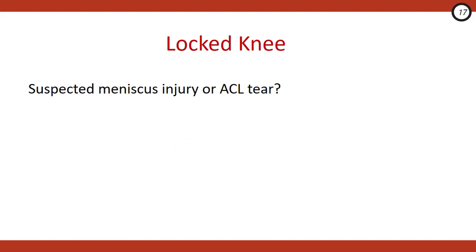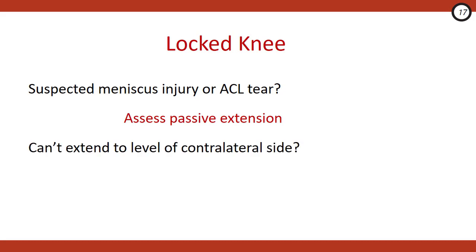In any patient suspected of a meniscus injury or an ACL tear, you really want to assess to make sure there's not any evidence of a locked knee. Now, simply put, a locked knee is really just that the knee can't fully extend. All you do is gently compare passive extension of the injured knee to the contralateral knee. If you're unable to extend the patient's injured knee to the same degree as that contralateral side, you're going to just want to assume that they've got a locked knee.